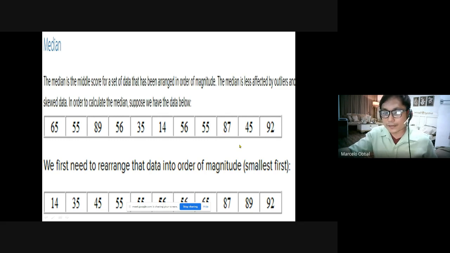Divided by 2 will give us 6, okay, tama? So in short, nasa 6th place ho yung ating median. Okay, let's count. 1, 2, 3, 4, 5, 6. So therefore, 56 ho ating median value.